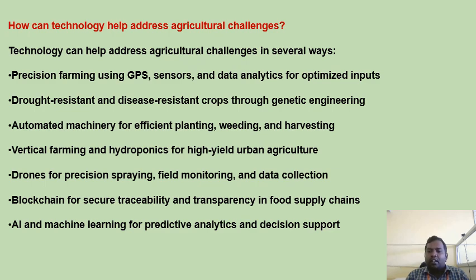Vertical farming is a modern trend and is now famous in the precision agriculture process. In agriculture, vertical farming is another step. Then there are drones for precision spraying, field monitoring, and data collection, and blockchain for secure traceability and transparency in food supply chains. Then AI and machine learning for predictive analytics and decision support. These are the technologies supporting the agriculture process.